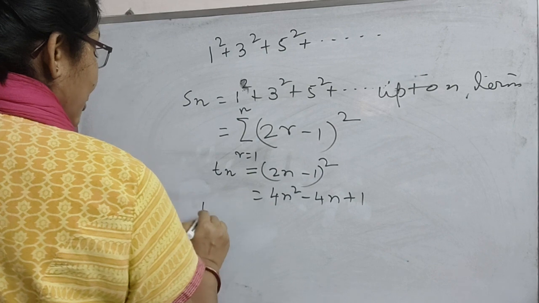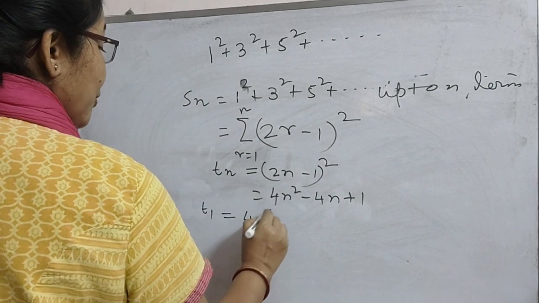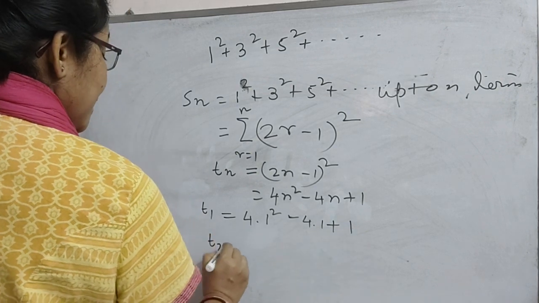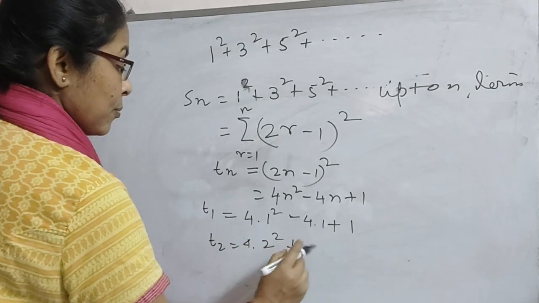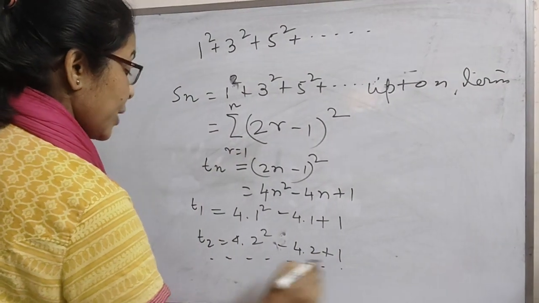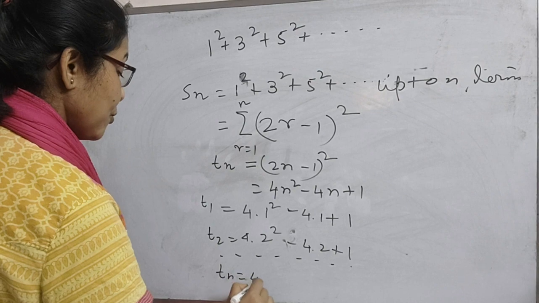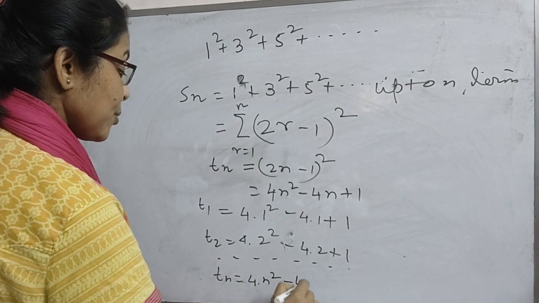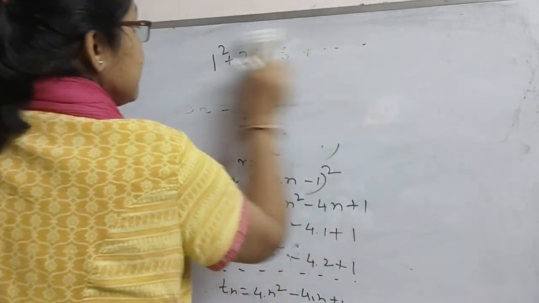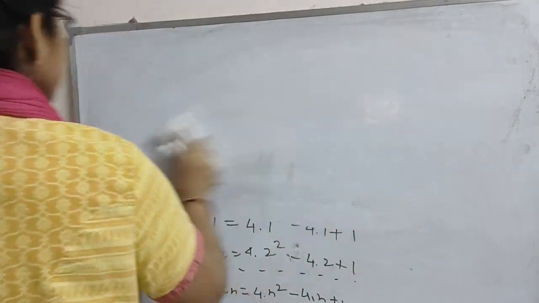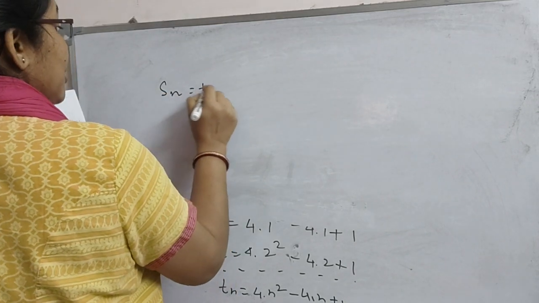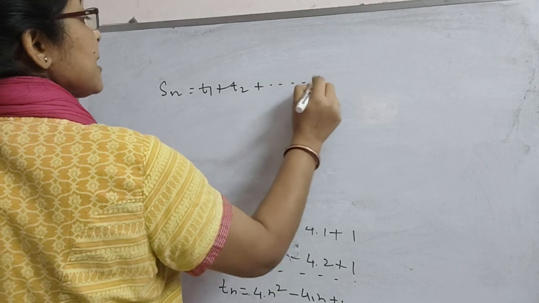From here, I will write T1 equal to 4 into 1 square minus 4 into 1 plus 1. T2 equal to 4 into 2 square minus 4 into 2 plus 1. In this way, I will get Tn equal to 4 into n square minus 4 into n plus 1. So, Sn equal to T1 plus T2 plus up to Tn.